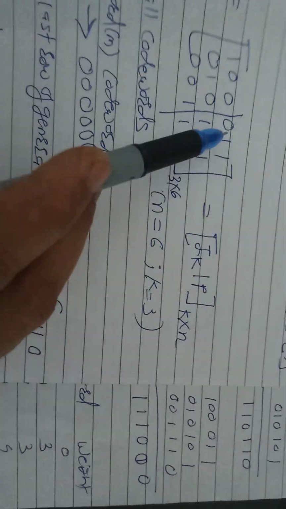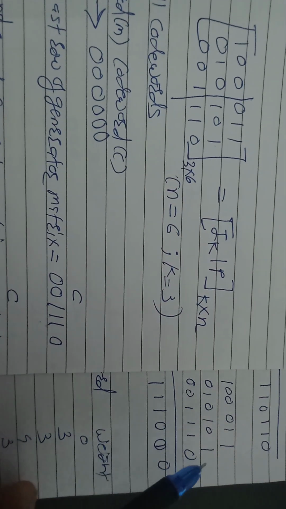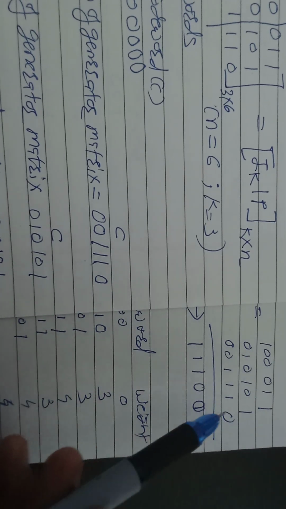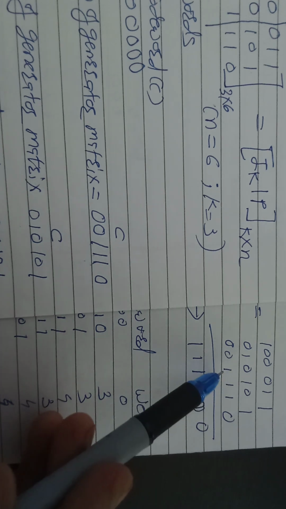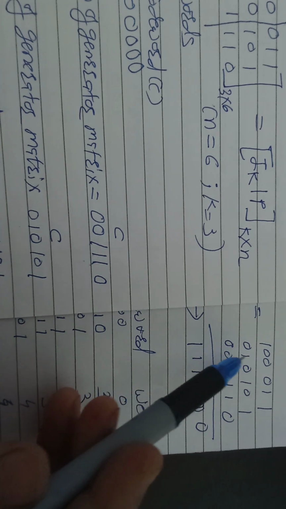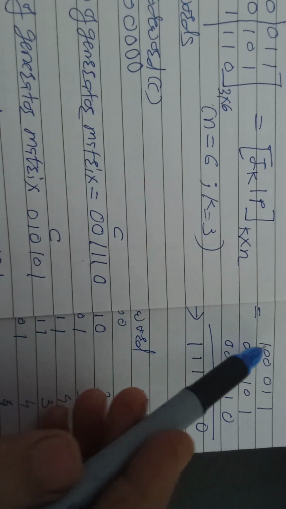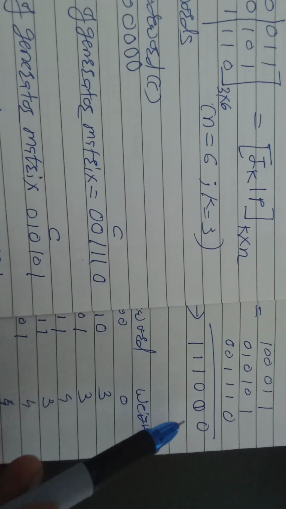Then triple 1. So triple 1 means you have to add all the 3 rows. So same rows of the generator matrix are written here. So even 1 0, here 1 1 even, so 0, here 1 1 even, so 0, here 1 odd, so 1, here 1 is odd, so 1. Number of ones you have to count. Here number of ones are odd, 1, so 1. So answer is 1 1 1 0 0.